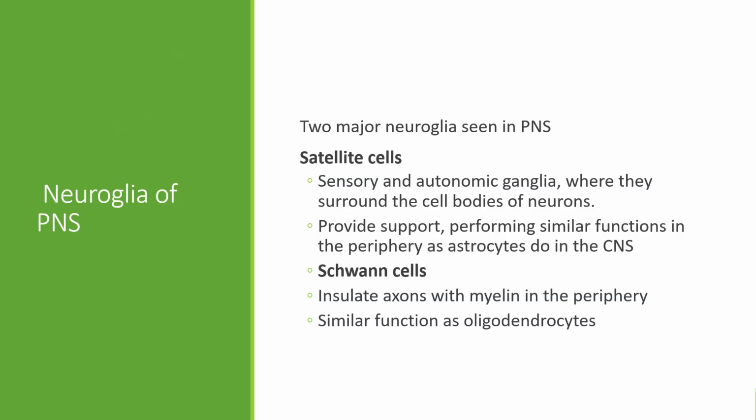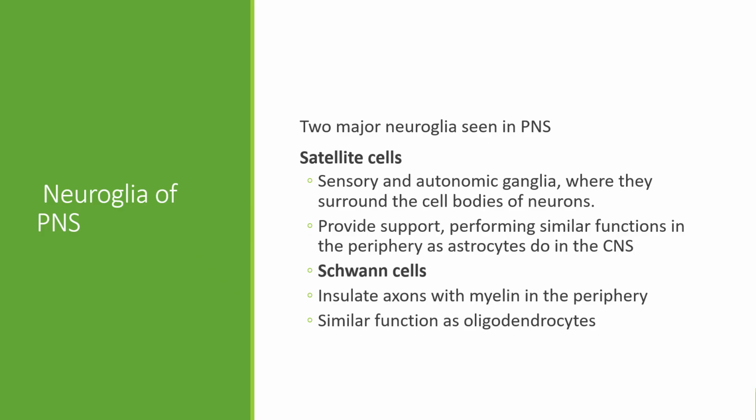So that allows us to move over to the two types of cells that we see in the peripheral nervous system that are considered glial cells. The satellite cells, which are found in sensory and autonomic ganglia, where they surround the cell bodies of the neurons. These guys are going to provide support, they perform similar functions in the periphery as the astrocytes do in the central nervous system. Satellite cells are probably the least understood of the glial cells. When I was in college taking this course 40 years ago, we didn't even know about satellite cells. So this is information that's come about in the last few decades.